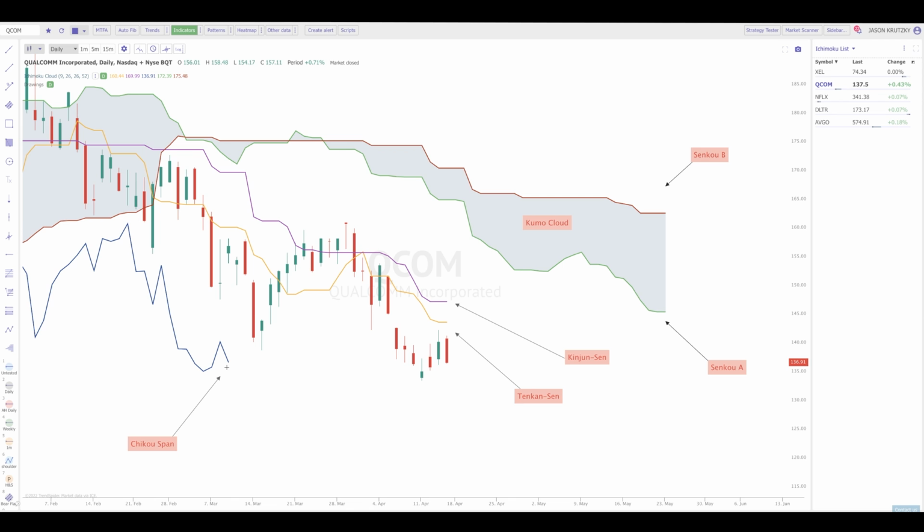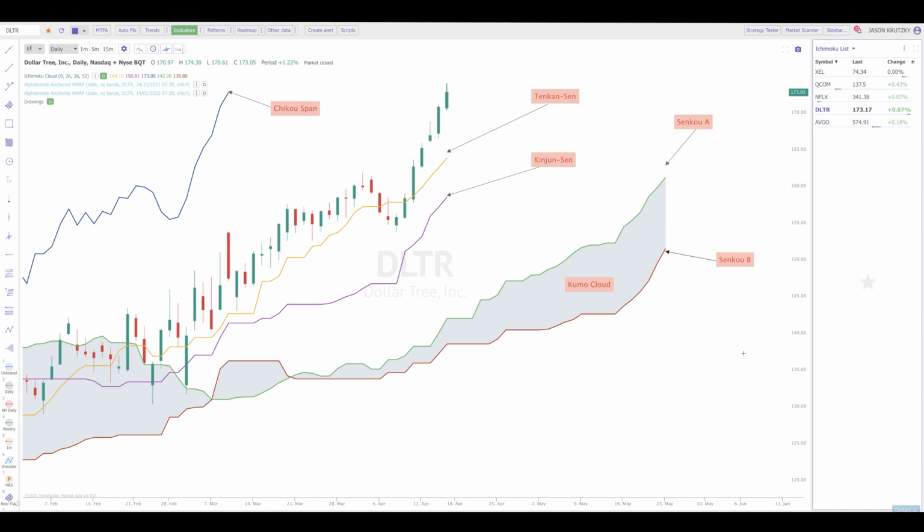Next, let's talk about a long bias. If we have a long bias, we're looking for the opposite of when we have a short bias. In this particular case, we want to see that the Tenkan Sen is either crossing up on the Kinjin Sen or is just above it. In this case, it's above it. We want to see that price is trading above the cloud, that the cloud is positive, the Senkou A is above the Senkou B, and that the Chikou Span is above the cloud.